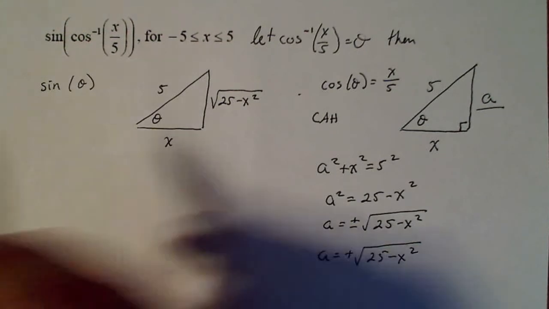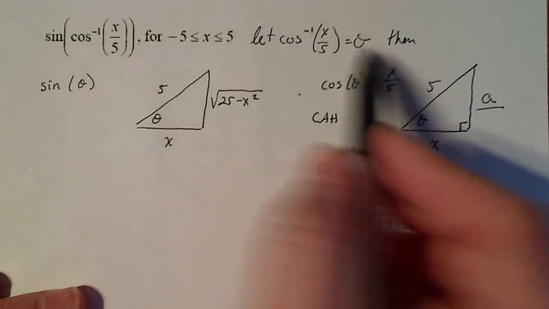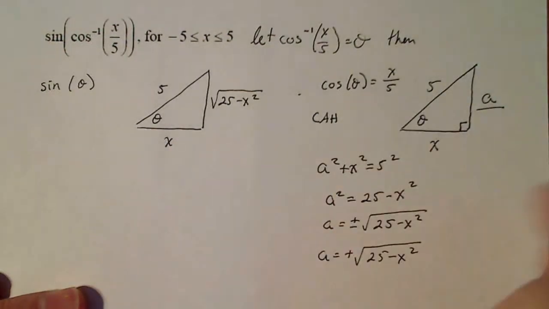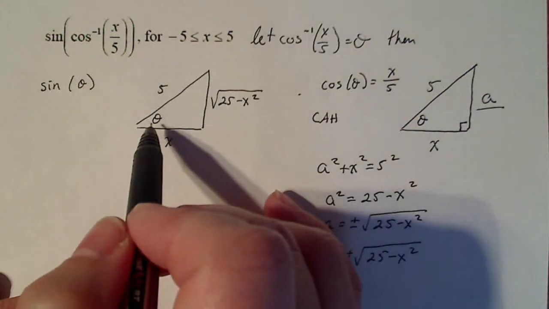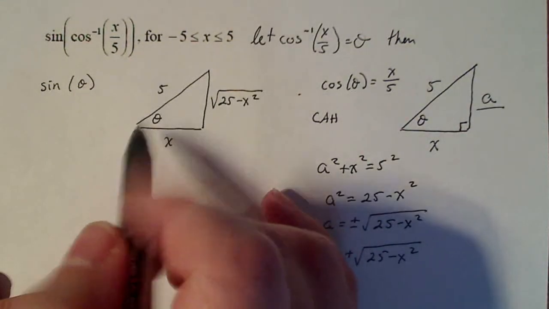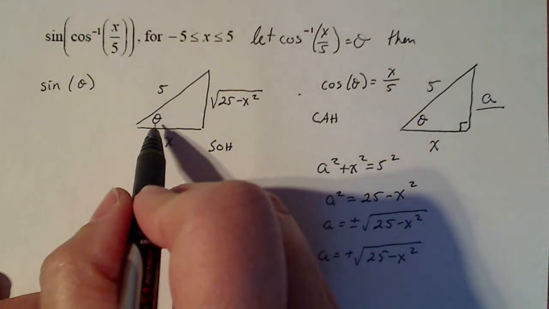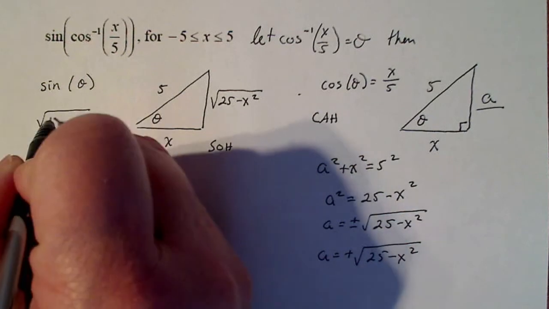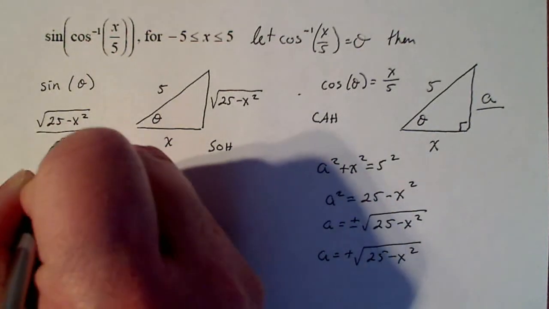So now, if I want the sine of the same theta, this theta, this theta, this theta, they're all the same theta. So that means when I'm referring to it here, it's the same theta in this triangle. So using SOHCAHTOA again, but the SOH part, I can say that sine of theta is the square root of 25 minus x squared divided by 5.